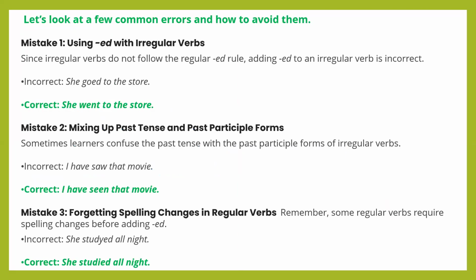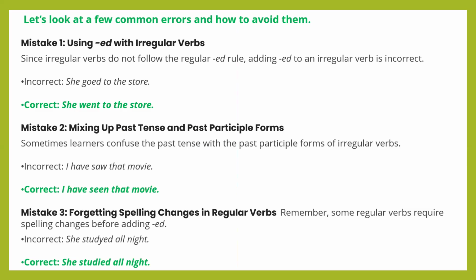So look at a few common errors and how to avoid these mistakes. Mistake 1: using ed with irregular verbs. No need to add ed to irregular verbs because they do not follow the regular ed rule. Adding ed as a suffix to an irregular verb is completely incorrect. If you say "C go-ed to the store," it's wrong. The V2 form is went, so the correct sentence is "C went to the store."